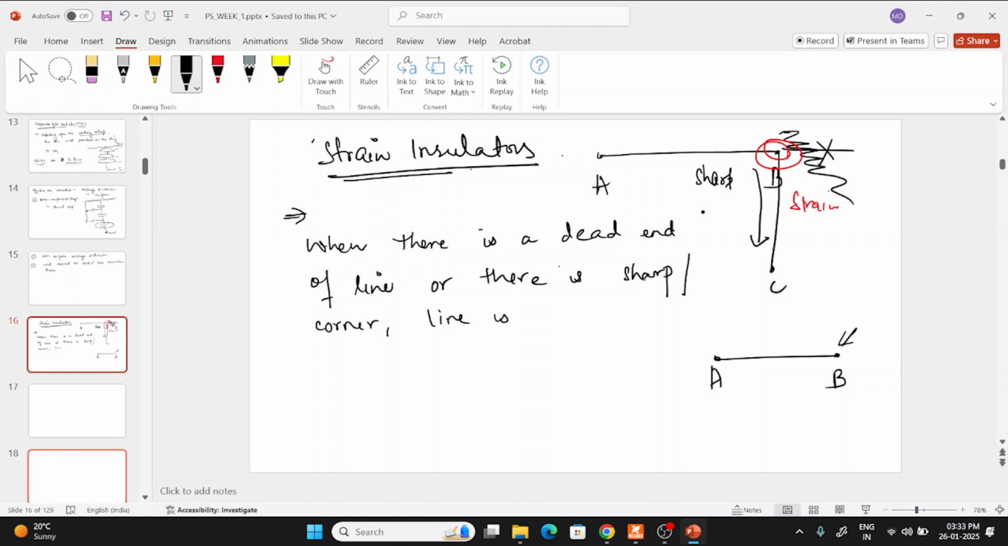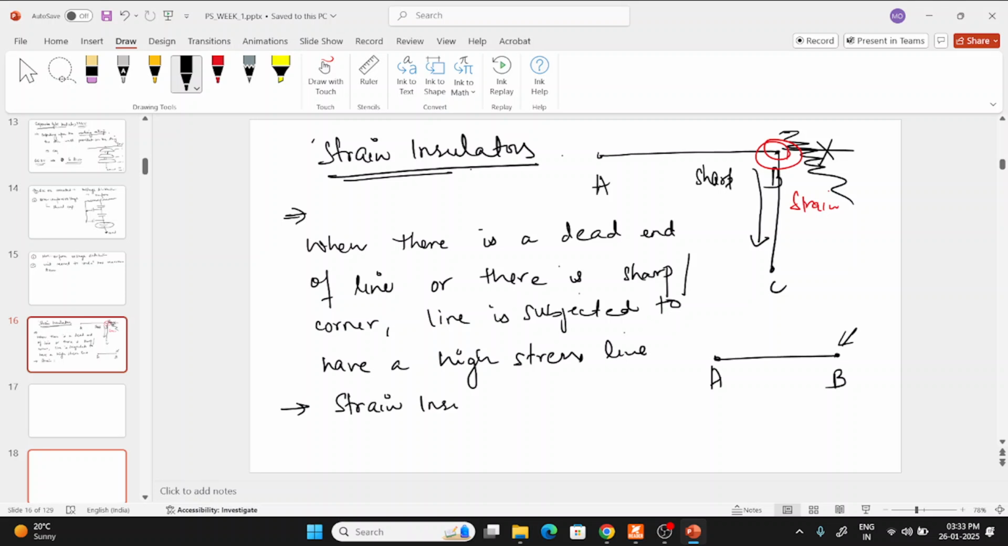the line is subjected to high stress. So in order to support that, we use strain insulators. Strain insulators are used there.